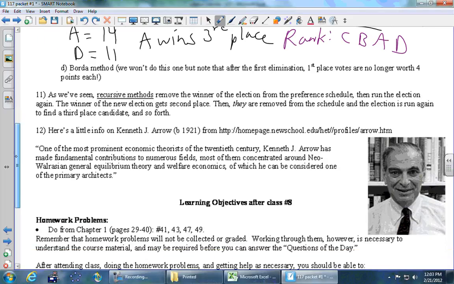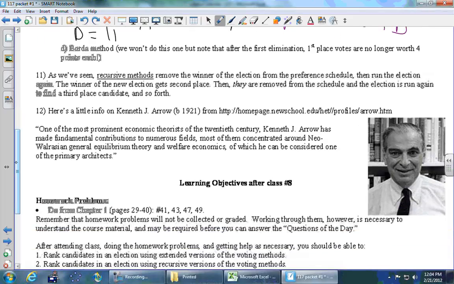Okay, all right, let's take a look at 11, and who are we now? Barry. As we've seen, recursive remove the winner, then run the election again. The winner of the new election is then removed, and the election is run again. Third place.